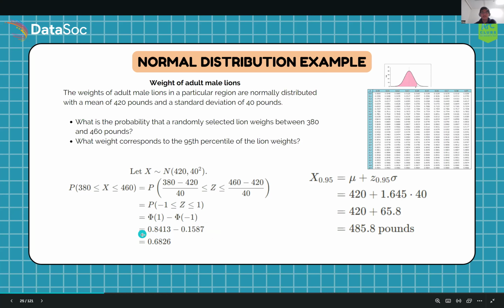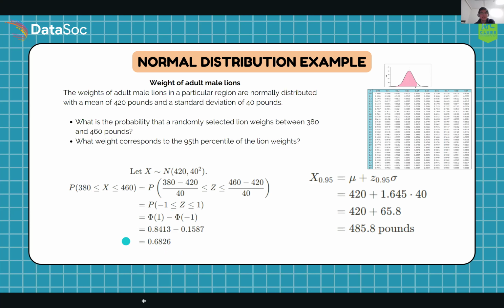And then we can take the difference between these to find the probability that a lion lies within one standard deviation, which is going to be 0.6826, which is equal to 68.26%.